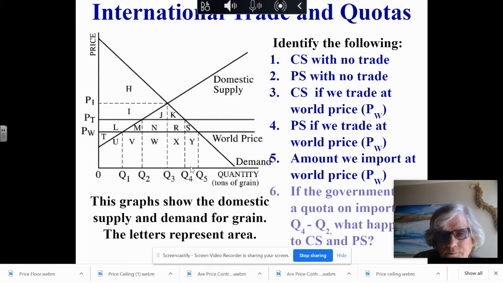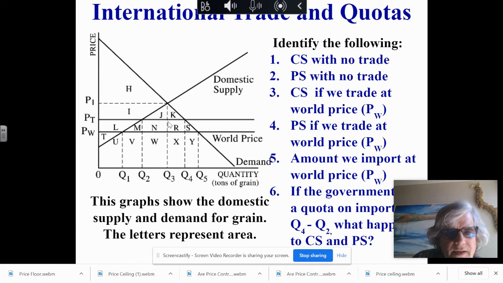We import that. Now, if the government decides to do a quota and they have a tariff, that is PT, the price with the tariff, here is the new price. Notice it's higher than the world price, but less than the domestic price. So our imports were Q5 minus Q1. Now we're looking at Q4 and Q2. So this is how much we import now. When we have a tariff, we're going to import less, and the price is going to be higher.